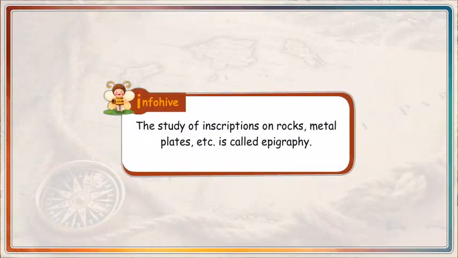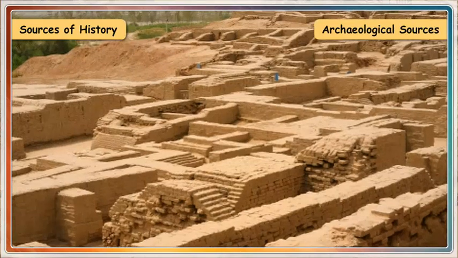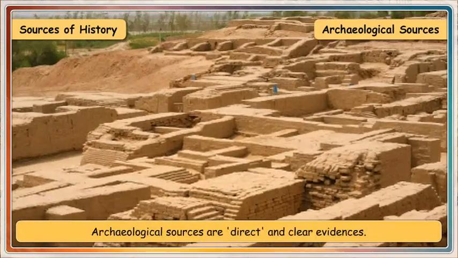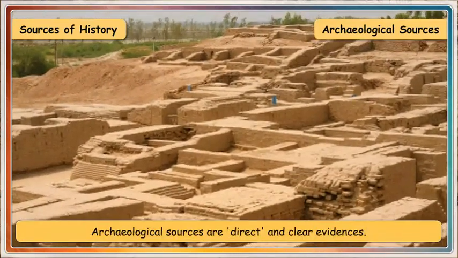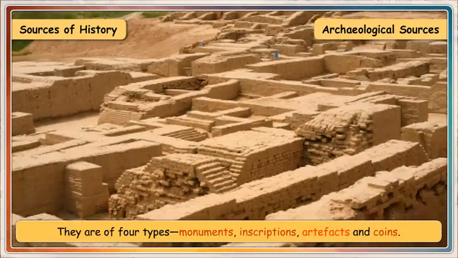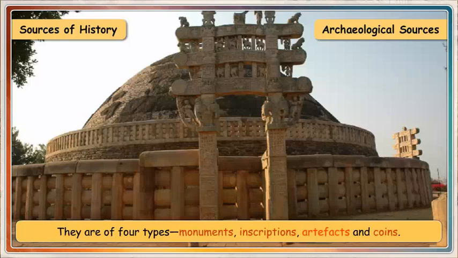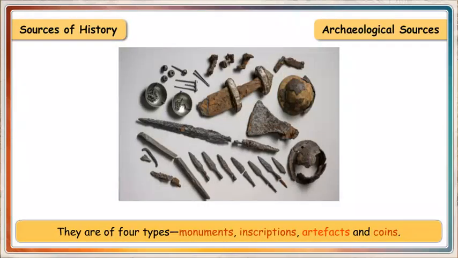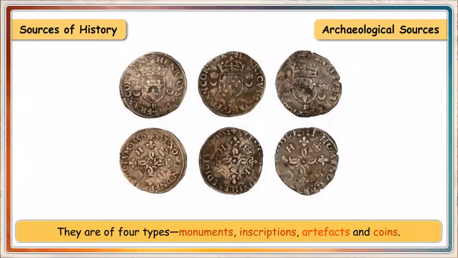Infohive: the study of inscriptions on rocks, metal plates, etc. is called epigraphy. Archaeological sources. Archaeological sources are direct and clear evidences. They cannot be changed or altered by us. They are of four types: monuments, inscriptions, artifacts, and coins.